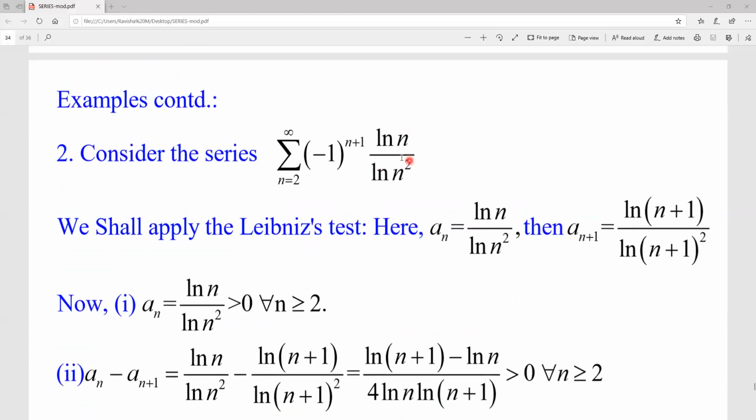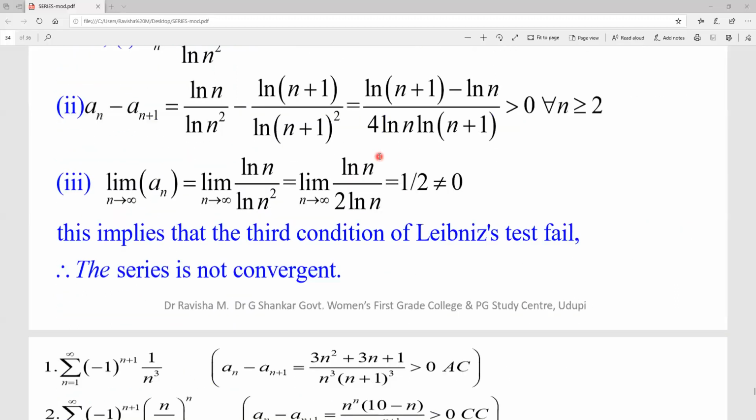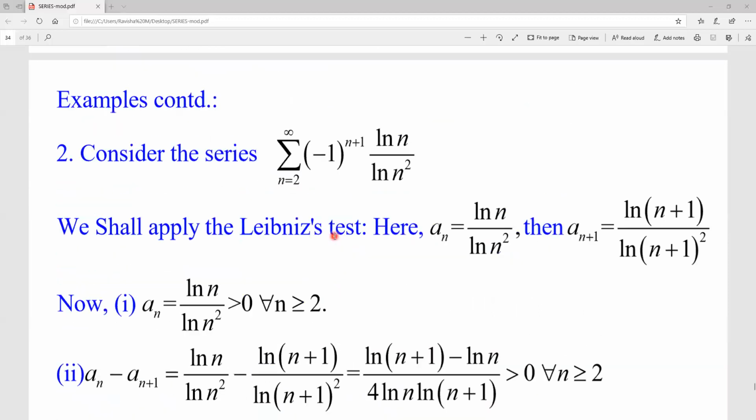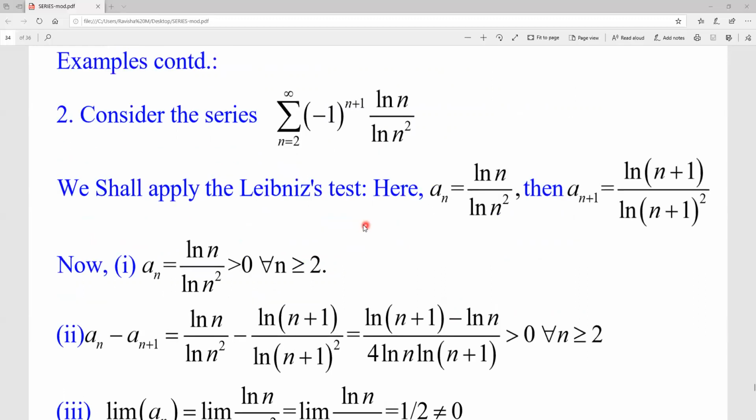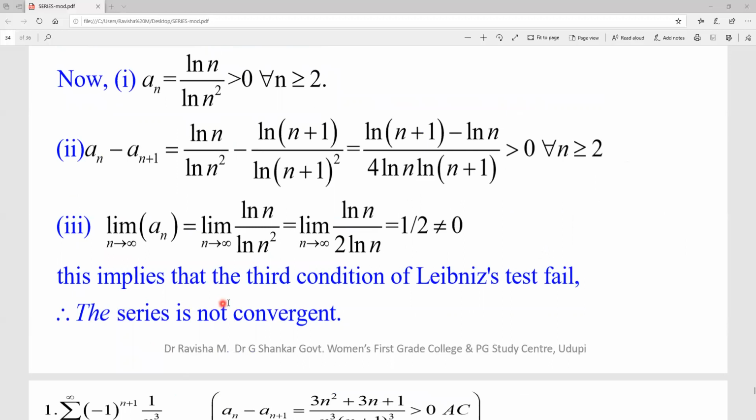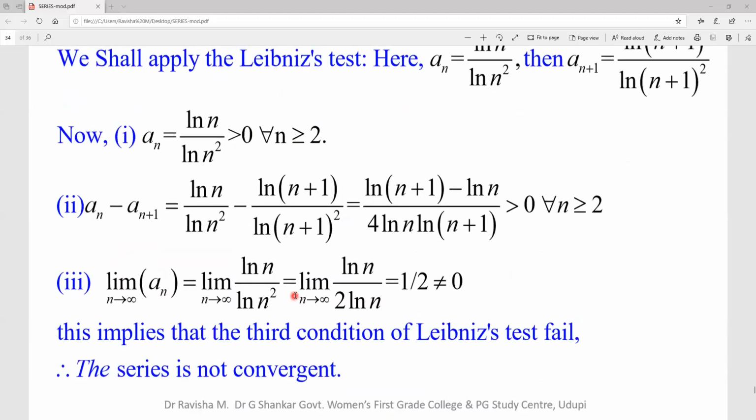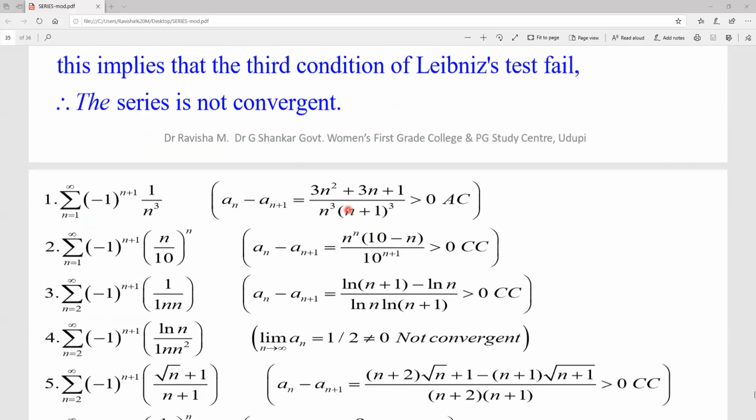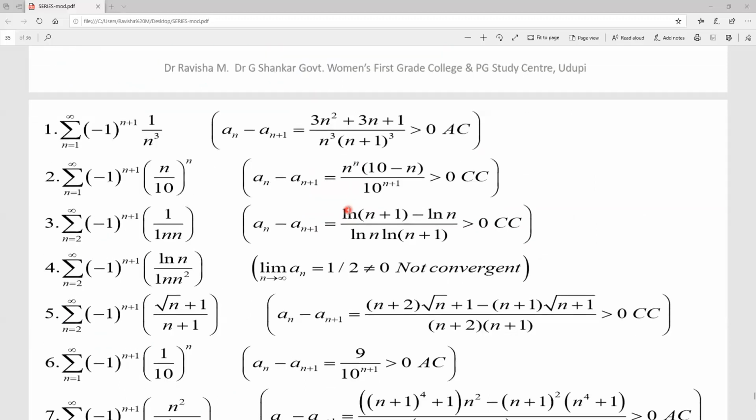If the series is not convergent, there is no need to check whether the series is absolutely convergent or conditionally convergent. That question only arises when the series is convergent. So here it is ruled out. Because it is not a convergent series, you can conclude that the given alternating series is not convergent. Let us take some more examples.